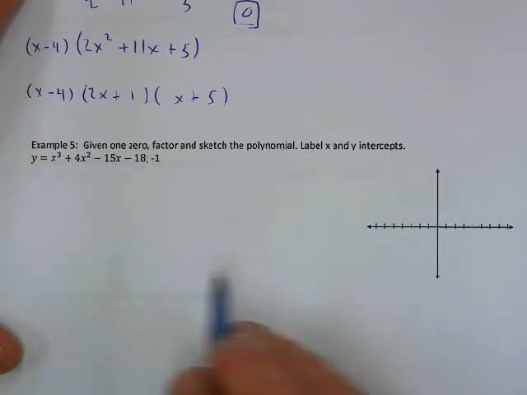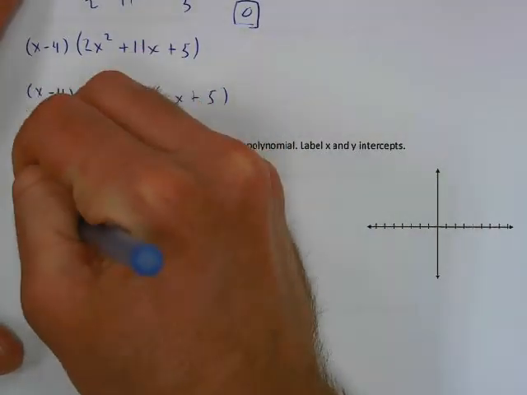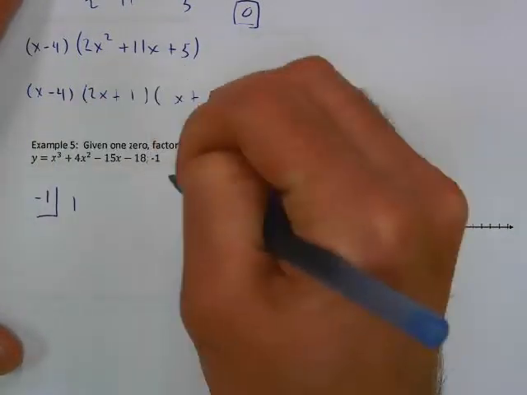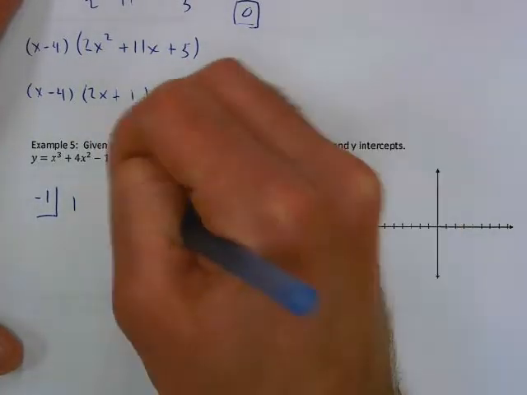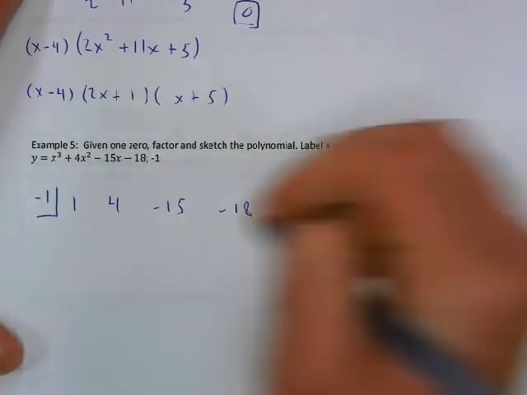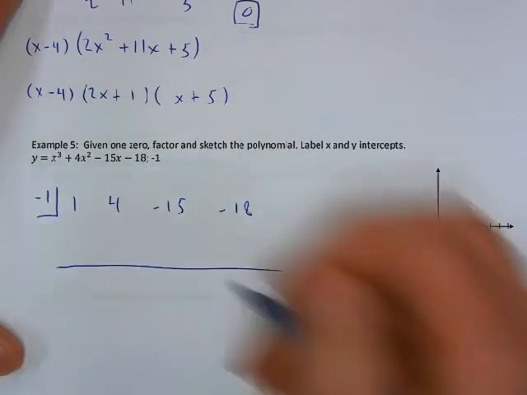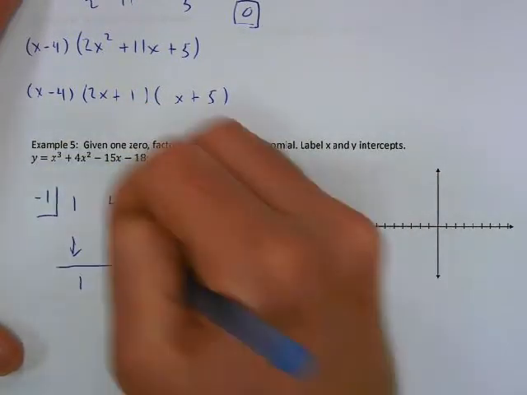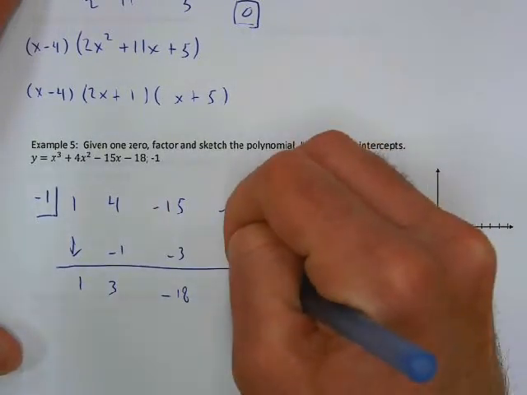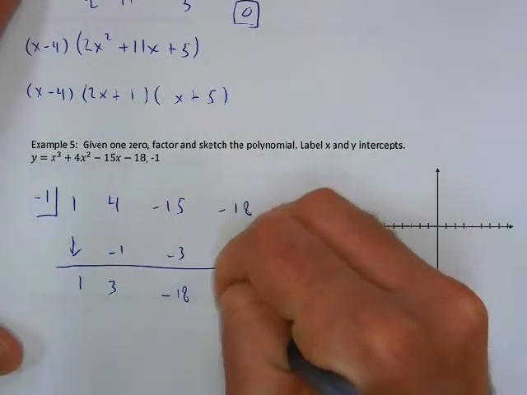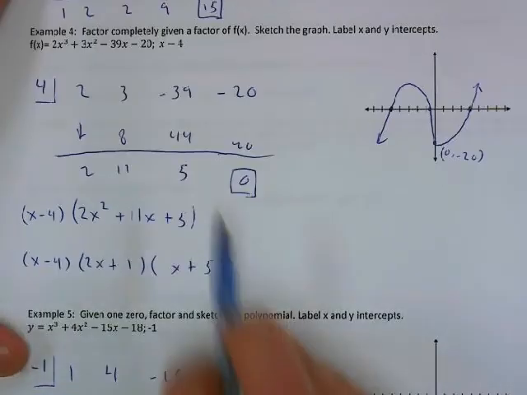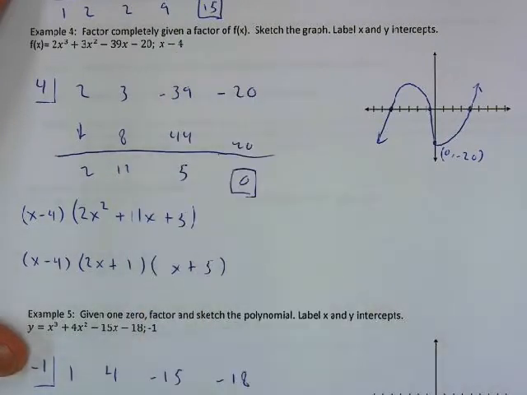So we're going to do synthetic division. We're going to have a negative 1 in the box. I'm going to have 1, 4, negative 15, and negative 18 as my coefficients, and just double check to make sure we don't skip any powers of x. And then just start multiplying and adding. So bring down the 1, multiply, negative 1, 3, negative 3, negative 18, positive 18, 0. And again, they're telling us that this is a root, so we should definitely get a remainder of 0. Just like up here, they told us that this was a factor, so we should definitely get a remainder of 0.